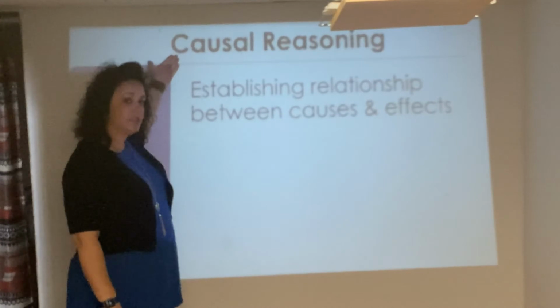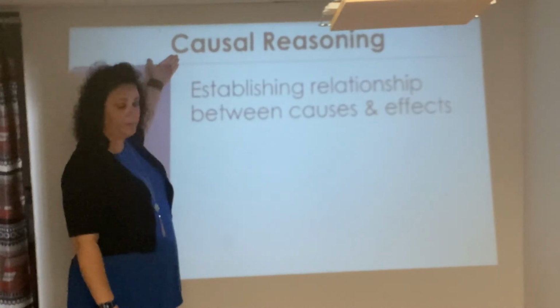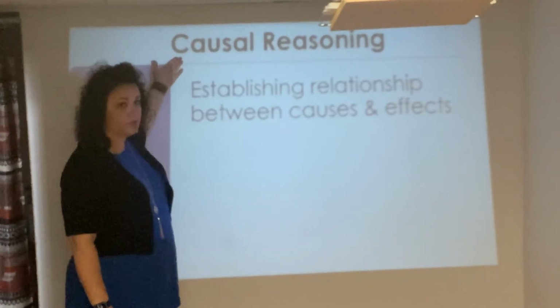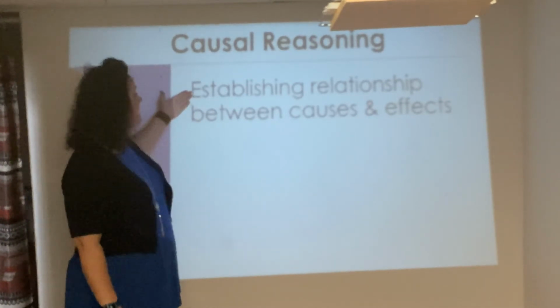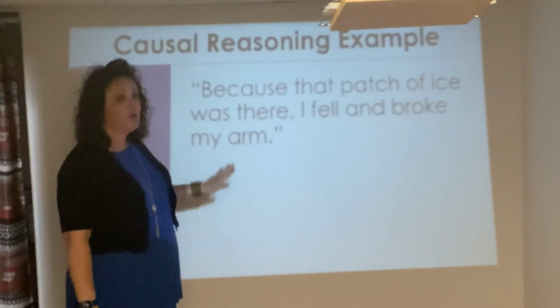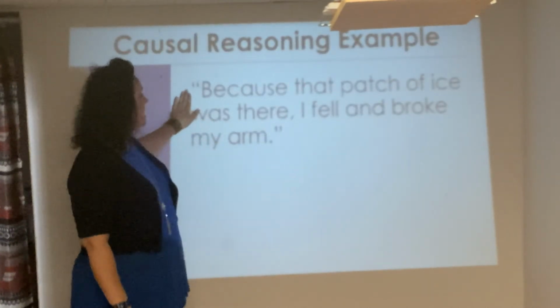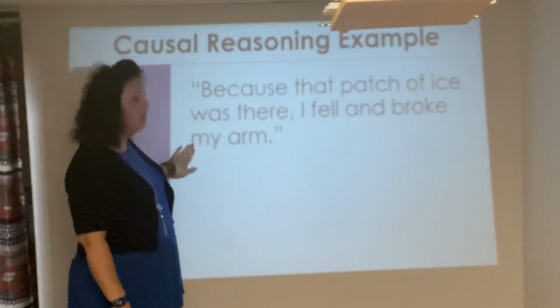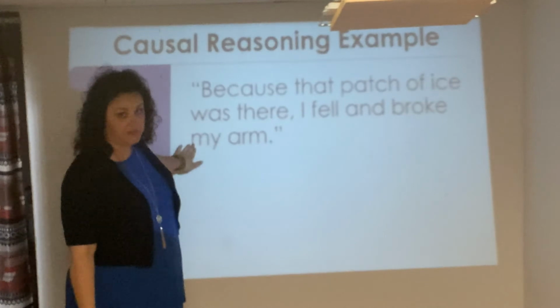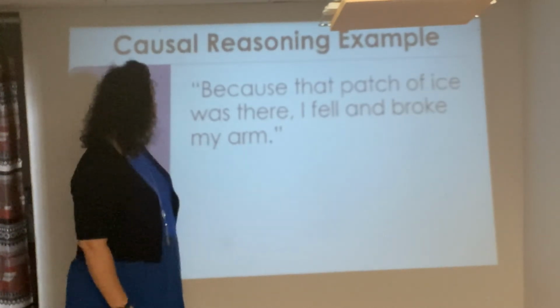Again, we have this word causal reasoning. Remember, it's not casual, it's causal. We are talking about a cause and effect relationship here. So you want to establish the relationship between the causes and effects. A causal reasoning example: Because that patch of ice was there, I fell and broke my arm. Maybe you fell and broke your arm for another reason, but slipping on the ice is definitely a good one.